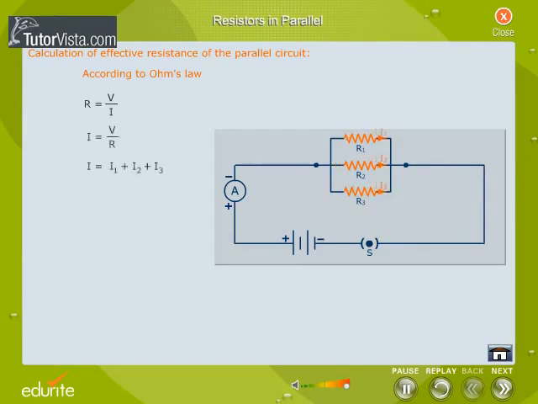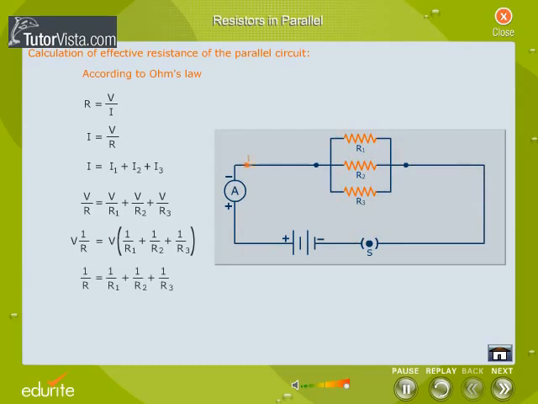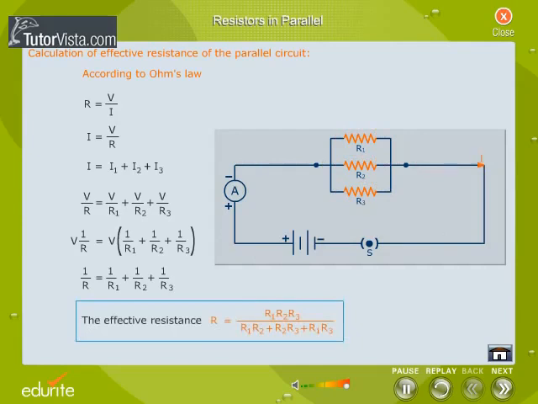Total current I is equal to V by R. I is equal to I1 plus I2 plus I3. Or, V by R is equal to V by R1 plus V by R2 plus V by R3. V into 1 by R is equal to V into 1 by R1 plus 1 by R2 plus 1 by R3. 1 by R is equal to 1 by R1 plus 1 by R2 plus 1 by R3. This equation can be further simplified as shown here. Therefore, the effective resistance R is equal to R1 R2 R3 by R1 R2 plus R2 R3 plus R1 R3.